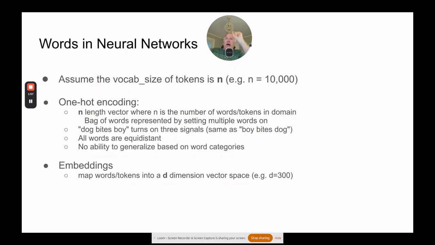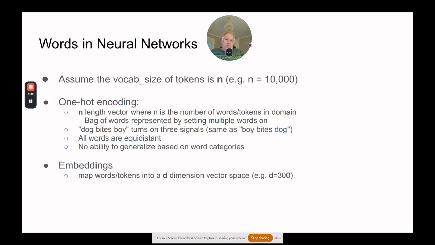So the sentence "dog bites boy" would turn on three of those positions for those three different words. And of course, "dog bites boy" would then get the exact same encoding as "boy bites dog", but these of course have separate meanings. But let's go with this bag of words representation for the time being. Everything's just like a vector space of 10,000 dimensions, so all the words are the same distance from each other, and there's no ability to generalize between words. So this feels bad, but let's just go with it for now.